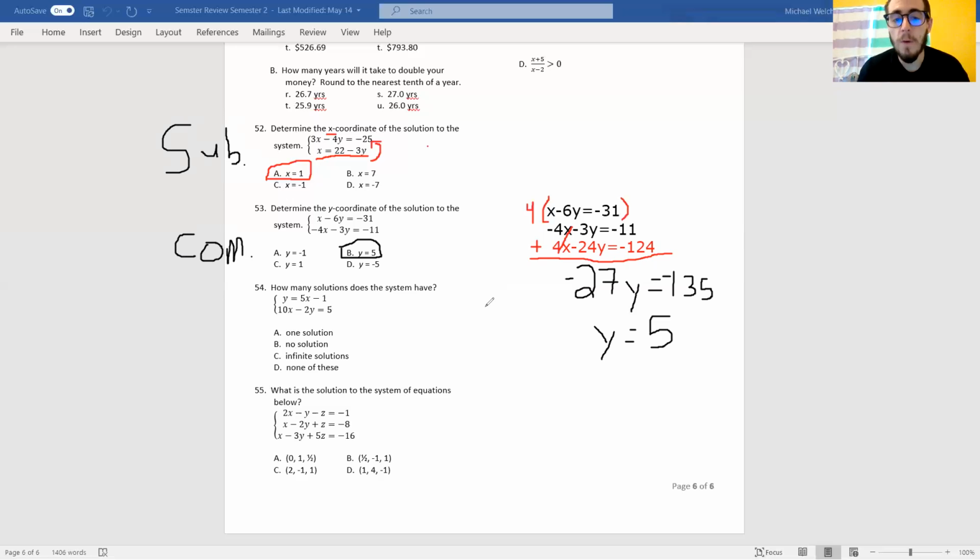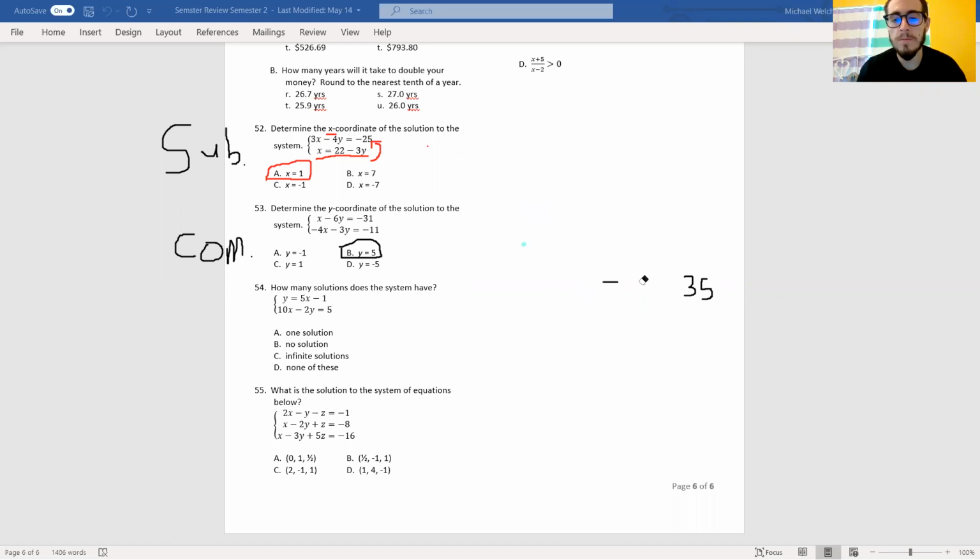For number 54, it's asking how many solutions it has, which is a little tricky because, again, letter D is not right because it is 2 lines. Lines either have no solution, which means they're parallel, an infinite number of solutions, which means they're the same line, or one solution where they cross one time. So it has to be one of those 3. It can't be 2 or something else like that. It has to be 1, none, or infinite.